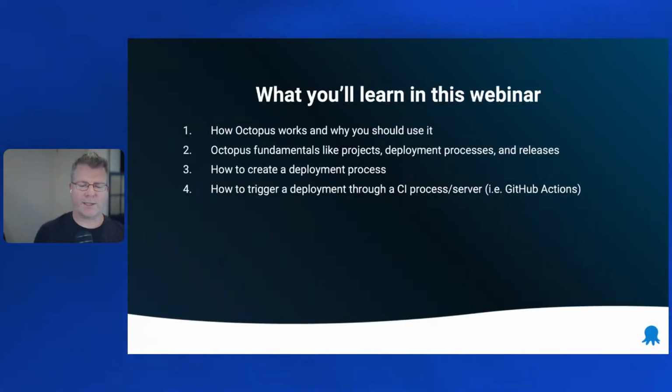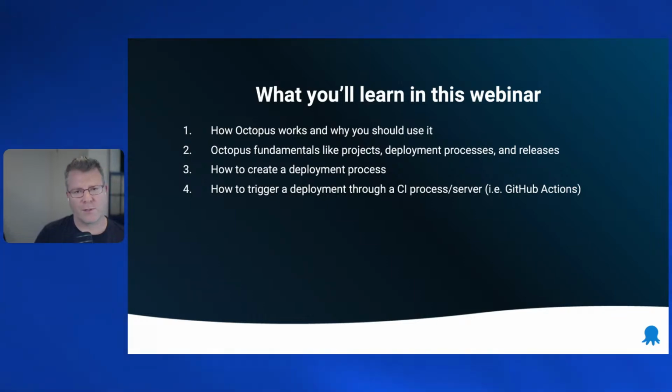So, as I said, what you're going to learn in this webinar, we're going to take a look at how Octopus works and why you should consider using it. We're going to take a look at some fundamentals, as I mentioned earlier. We're going to create a deployment process from scratch, much like baking a cake. I'll show you all the building blocks of it, the recipe and everything that goes into it. And then I'll show you how to trigger a deployment process using a CI process or server.